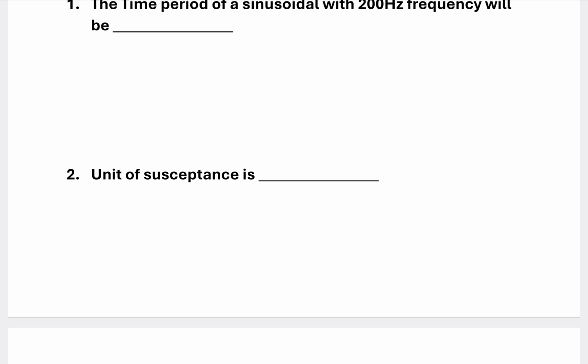Let us see the second question. What is the unit of susceptance? Susceptance is the reciprocal of reactance. Reactance units are ohms, and the reciprocal of ohms is Siemens. So the unit of susceptance is Siemens.